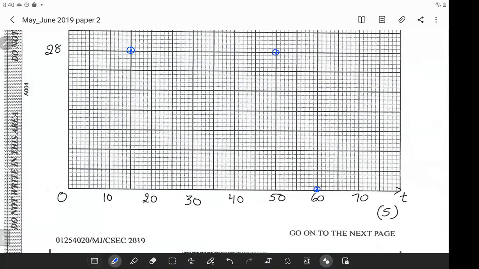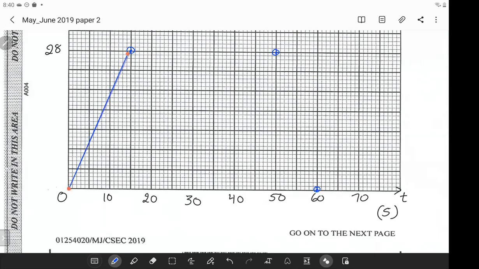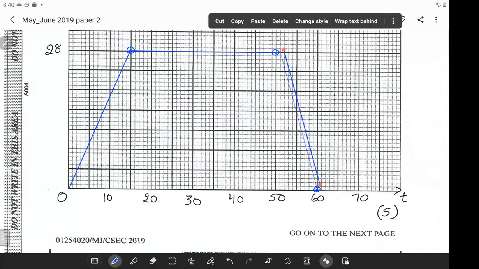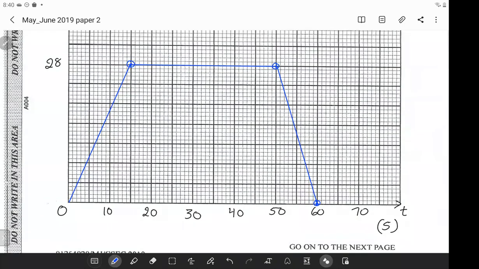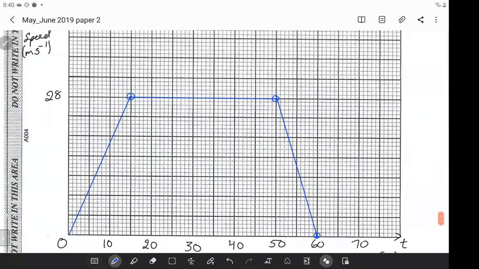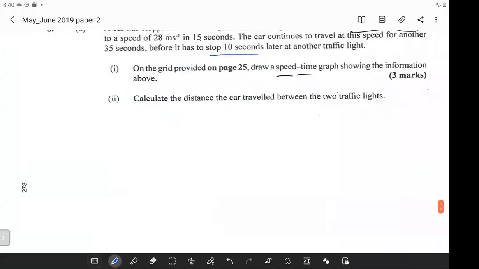So drawing these, what do we get? So we started at rest. Accelerated uniformly. And we came to rest in 10 seconds. Right, and that's our graph, our speed time graph. So let's see what the question asks us here now. Calculate the distance the car traveled between the 2 traffic lights.